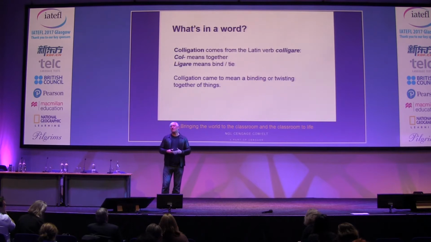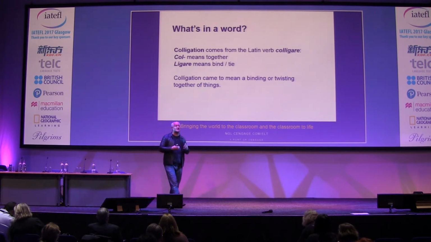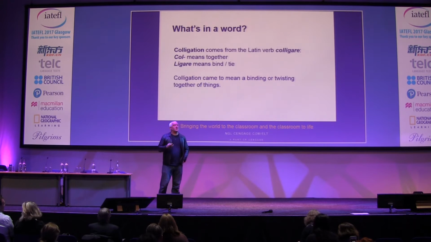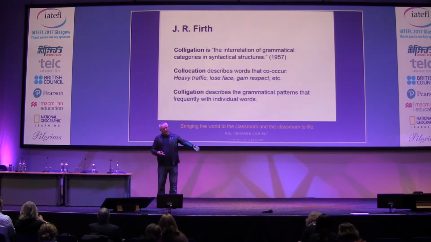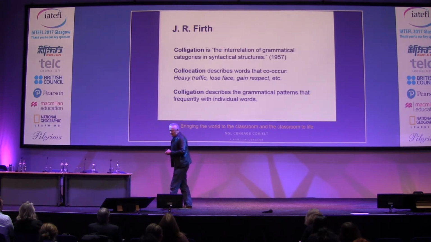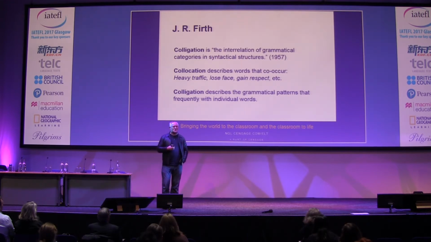For a long time, before it started to be used in English language teaching, it was simply used to describe the binding or twisting together of things, particularly with reference to things like basket weaving, apparently. It wasn't until 1957 that the idea mutated over into English language teaching contexts. There was an English linguist called J.R. Firth, and he said that colligation is the interrelation of grammatical categories in syntactical structures.